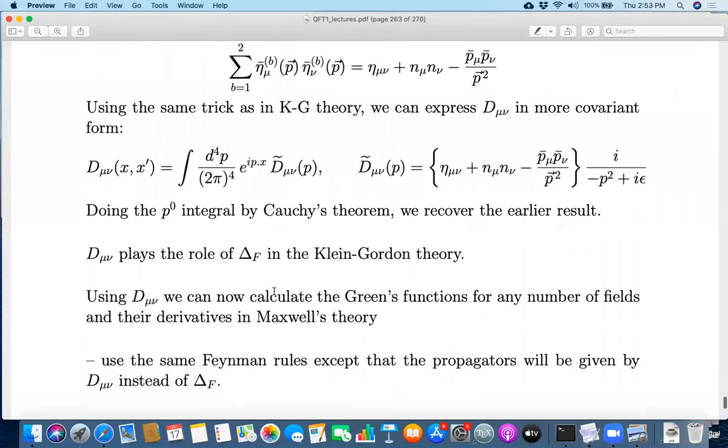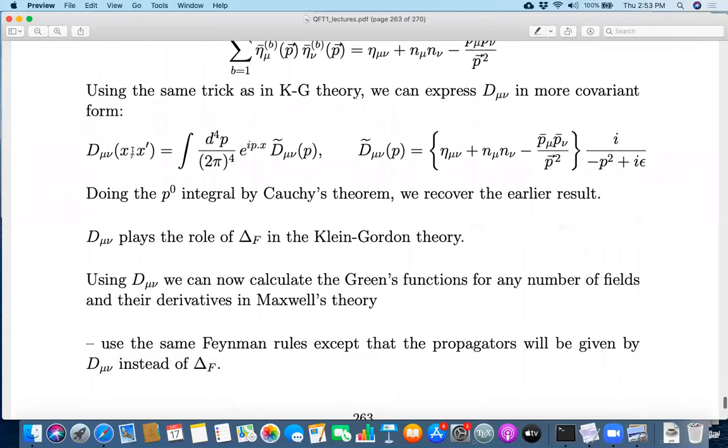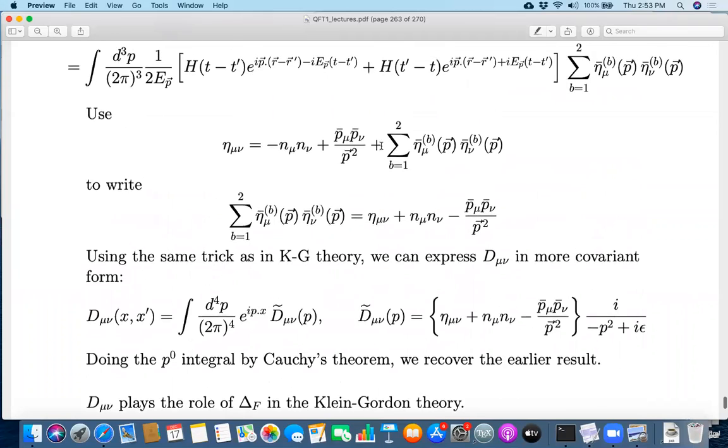Okay. So this is what you have said here, that using this we can write D_{μν}(x, x') in this form, as ∫ d^4p/(2π)^4 e^{ip·x} D̃_{μν}. This D̃_{μν} part is what we get from here. The rest is just what we had for the Klein-Gordon field.